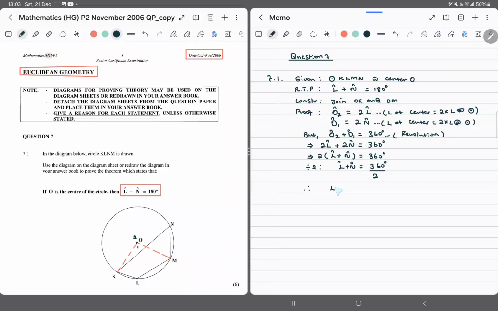Therefore, angle L plus angle N is indeed supplementary. Easy. So again, it helps to challenge yourselves with some different forms of these diagrams rather than the usual.